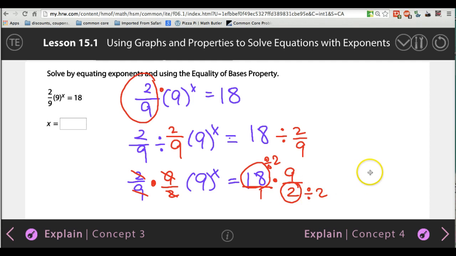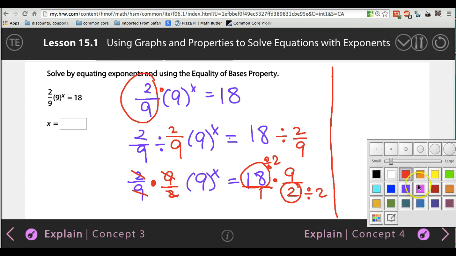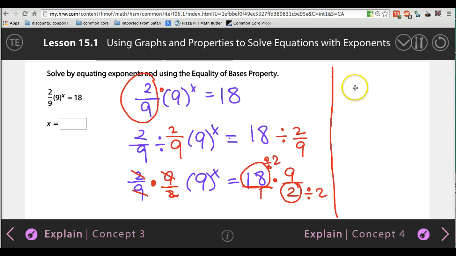Okay, so I've been writing too big. I have no space here, so I'm just going to have to write here. So anyway, on the left-hand side, I'm only left with 9 raised to the x power. On the right-hand side, this becomes a 1, this becomes a 9, right? So 9 times 9 is 81. From here, the interactive textbook has really good examples for you to work on.